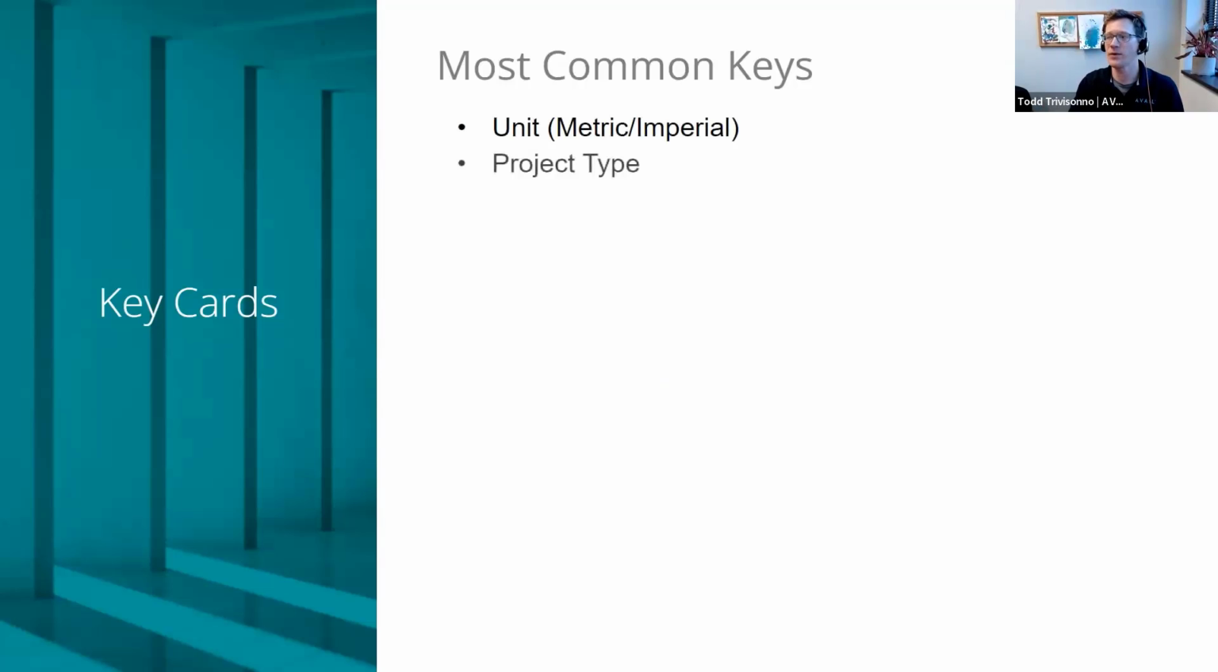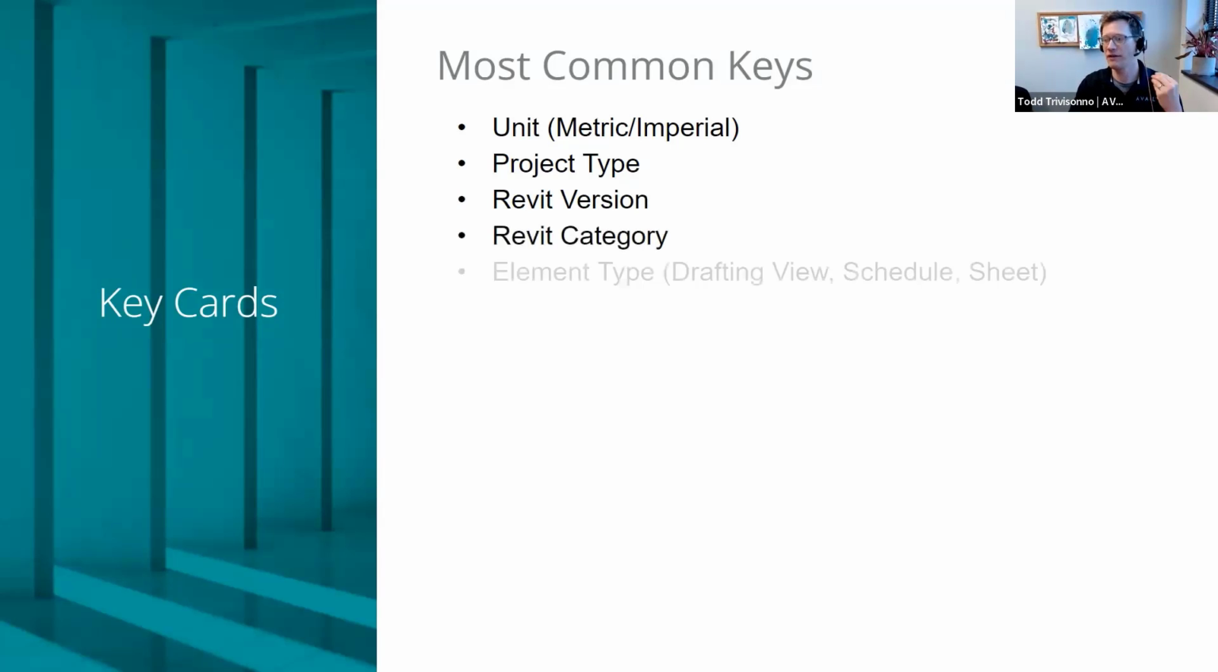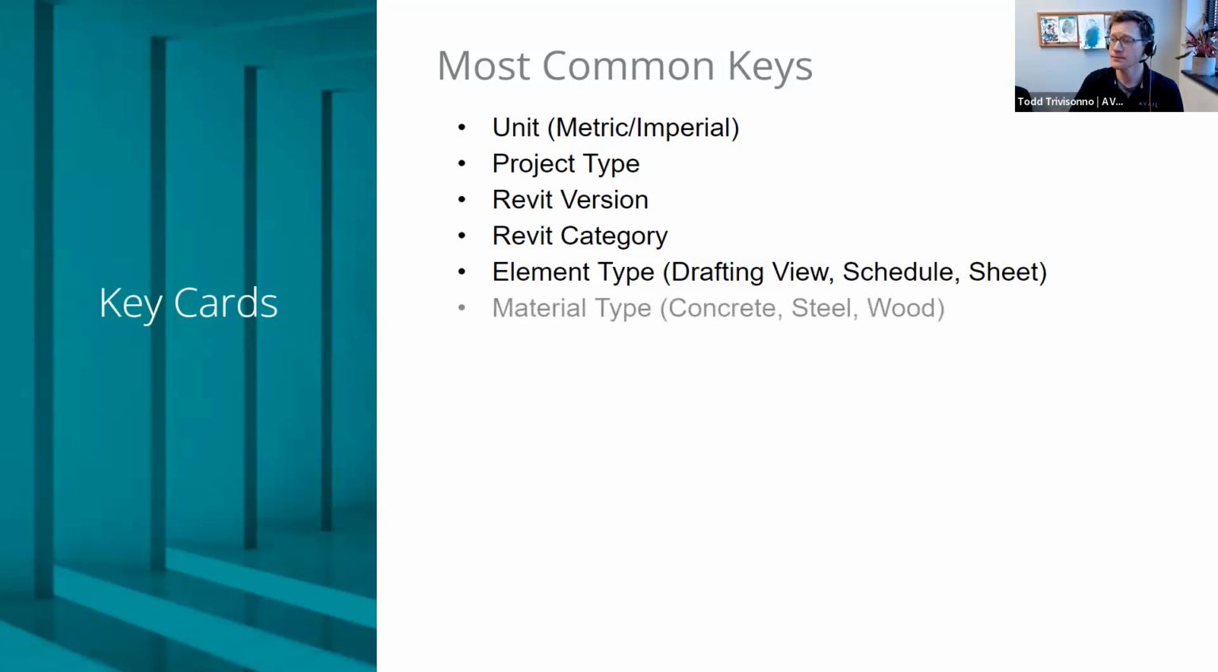So common keys that we see used: unit, so like, is it metric or imperial content, the project type, Revit version, Revit category, element type. This is something that we tag with automatically when you harvest, like it's drafting view, it's a schedule, it's a sheet, it's a legend. So it's really common to use element type in some way. Material type. And again, sometimes the wording changes material, but is this concrete? Is this steel? Is this wood?